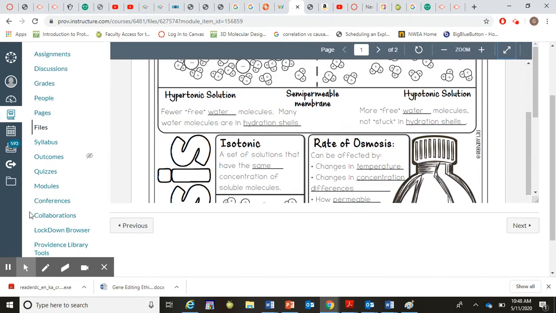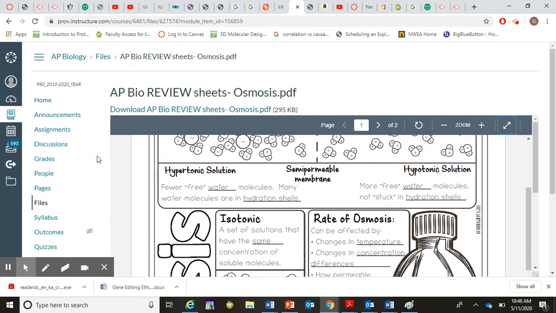Under modules, if you go to the AP Bio review sheets, I've put a lot of these doodle diagrams that you can download and put in a folder for quick reference on the exam. I'm going to quickly go through this information with you. I do recommend reading over it prior to the exam and not just having it there in case you need it. That way you can remember what you actually have.